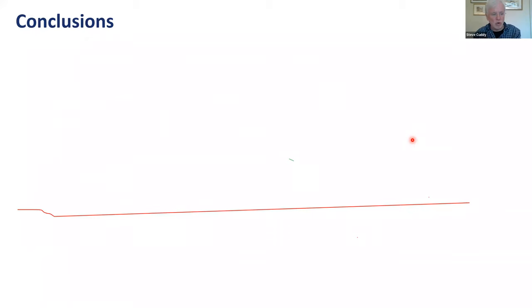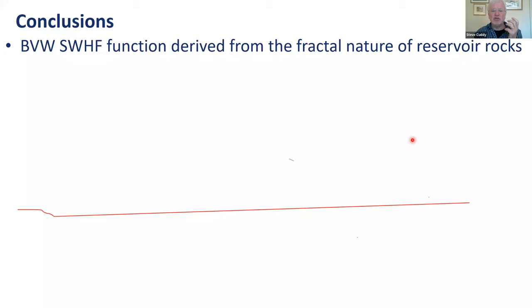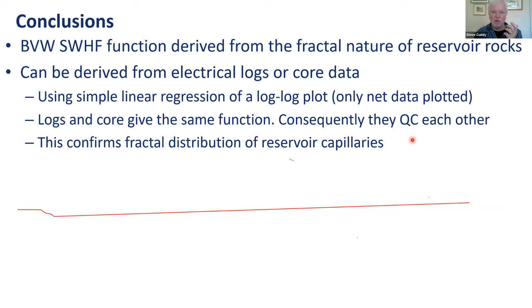So in conclusion to my presentation, the BVW SWI function is derived from first principles from the fractal nature of the reservoir. It can be derived from electrical logs or from the core data by using simple linear regression on a log-log plot.